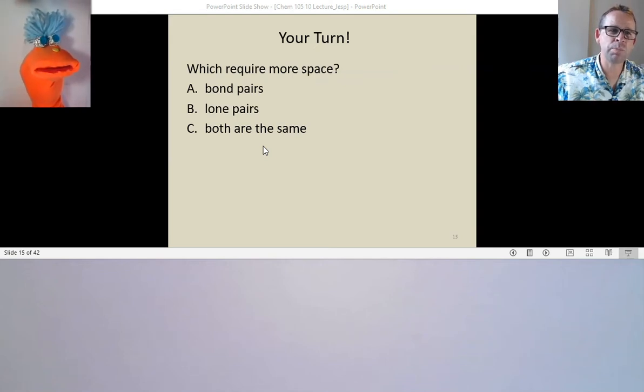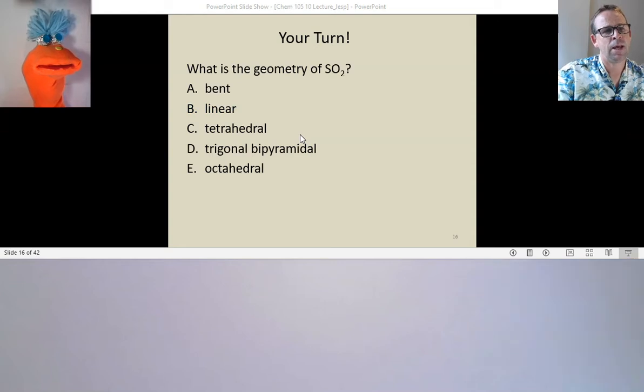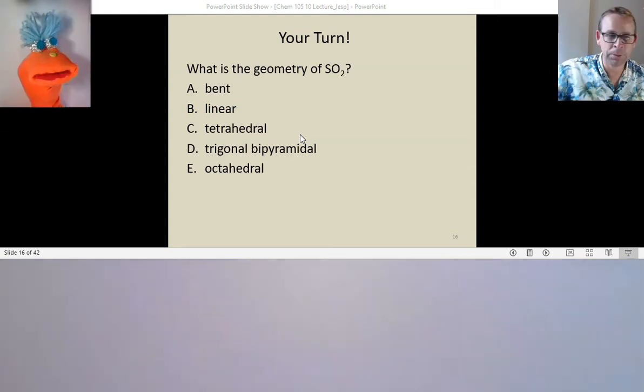Good. Okay, which requires more space? Bonding pairs, lone pairs, or both of the same? This is what you just said. It's the non-bonding or the lone pairs which require more space. Very good. Excellent. And how about this one? What's the geometry of SO2?